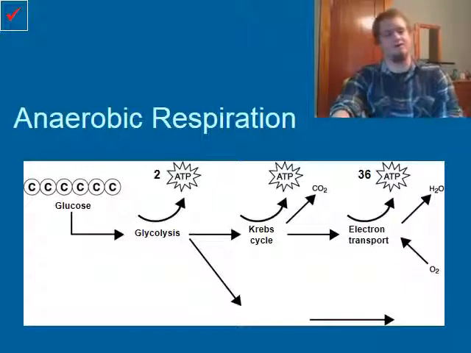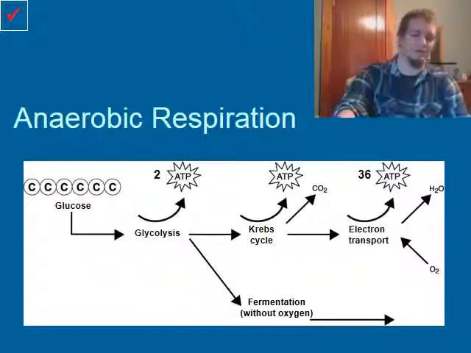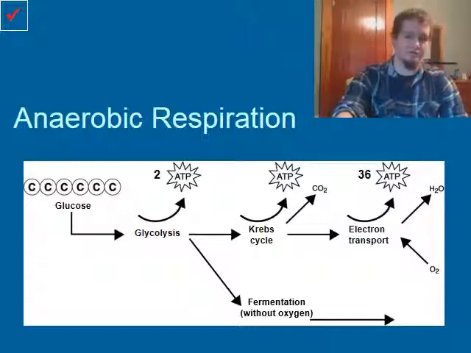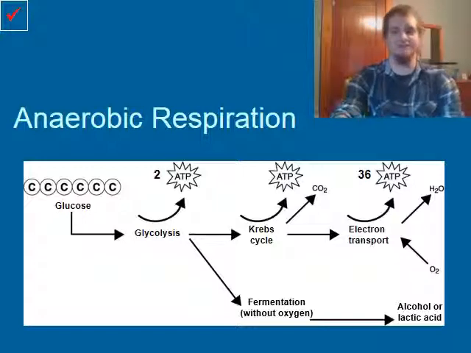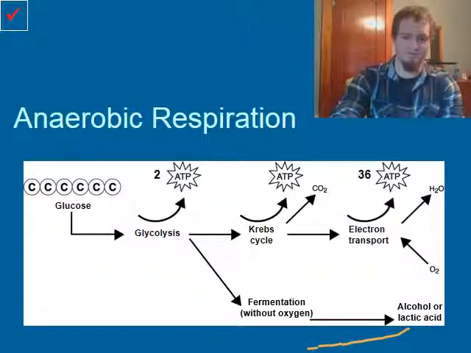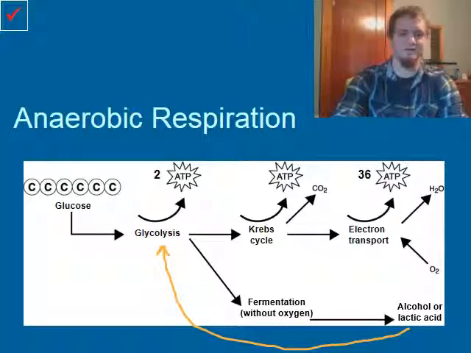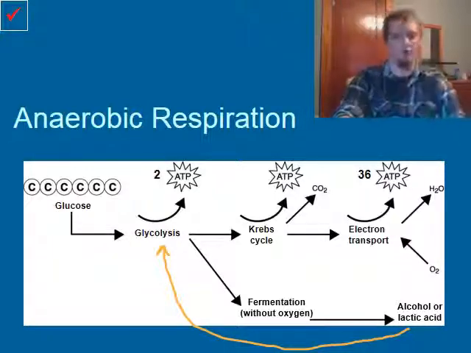So let's go ahead and fill in the rest of our chart. Without oxygen, we go through anaerobic respiration, which is fermentation. And we eventually get alcohol or lactic acid, and we also have 2 ATP, which if you think back, where'd that 2 ATP come from? Boom. Right there, glycolysis. So, aerobic 36, anaerobic 2.